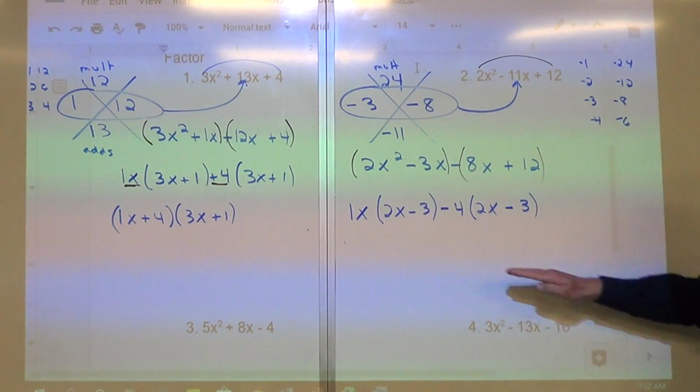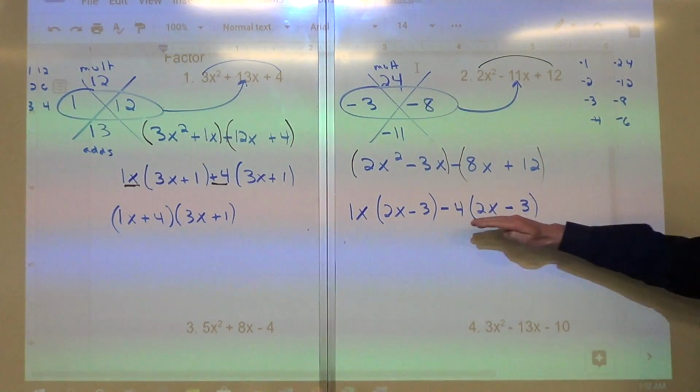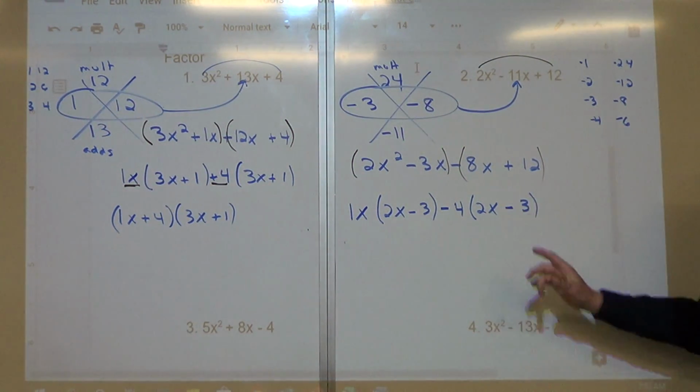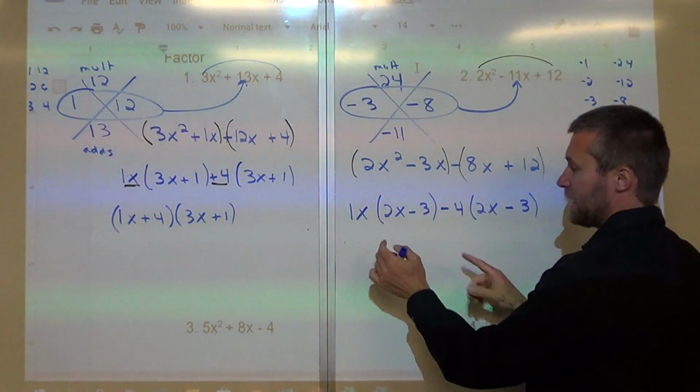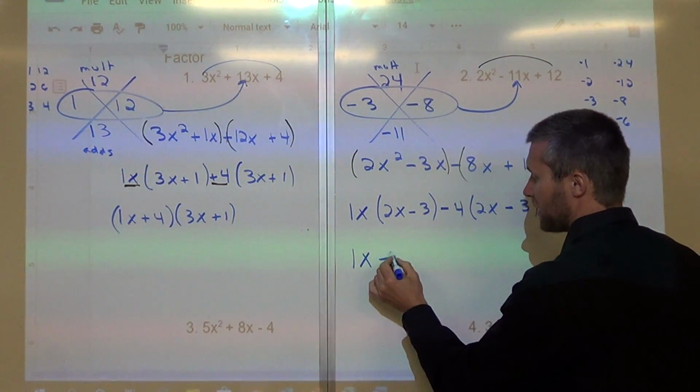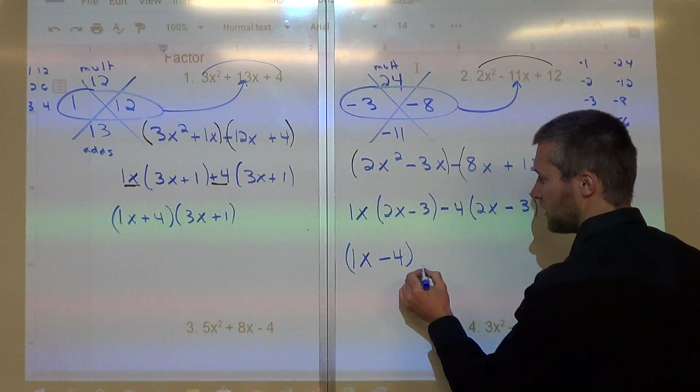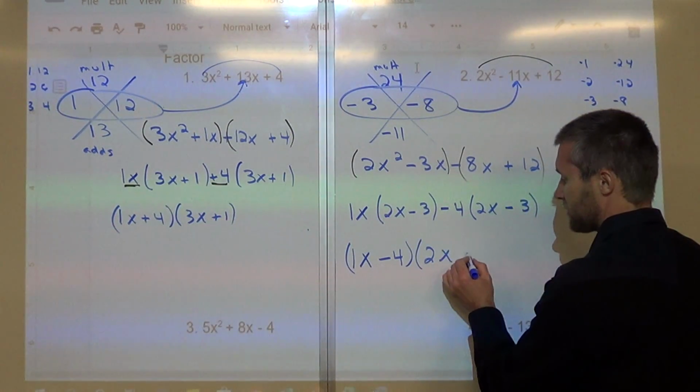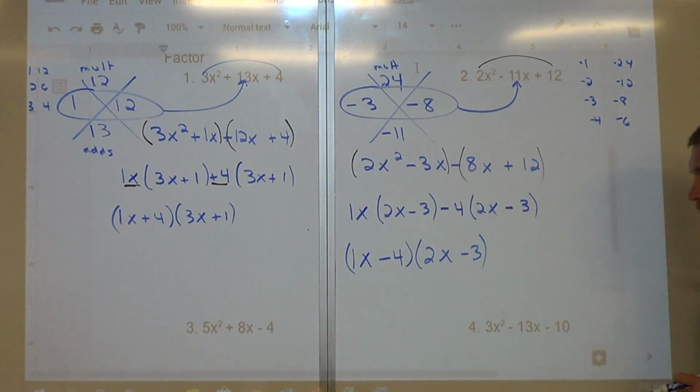So again, we're looking at these should be the same. 2x minus 3, 2x minus 3. That's when we know we factored correctly. Combine the numbers on the outside together. So 1x minus 4 and the 2x minus 3. And we have it in factored form.